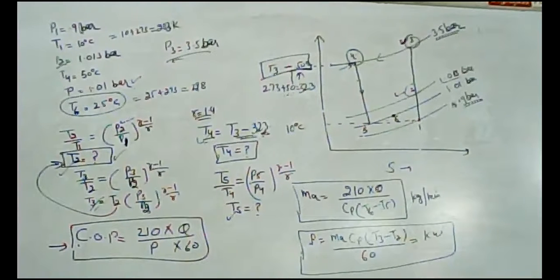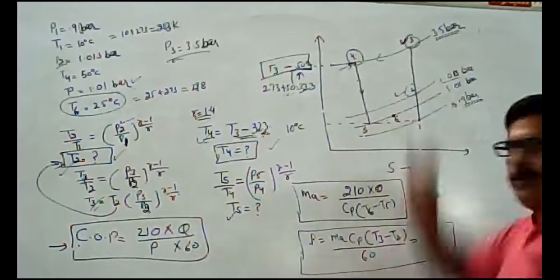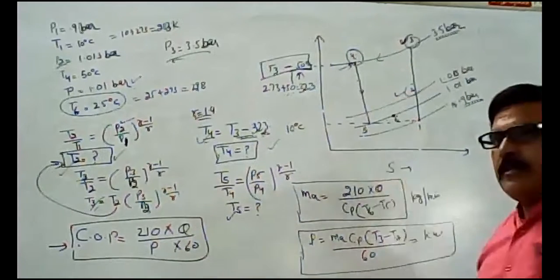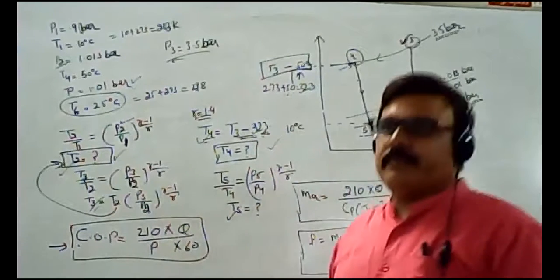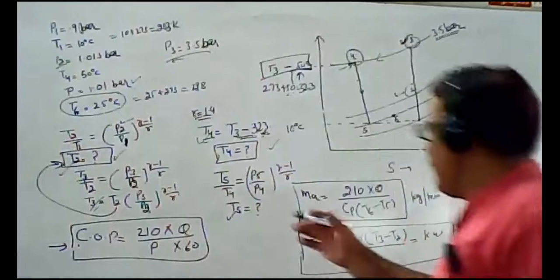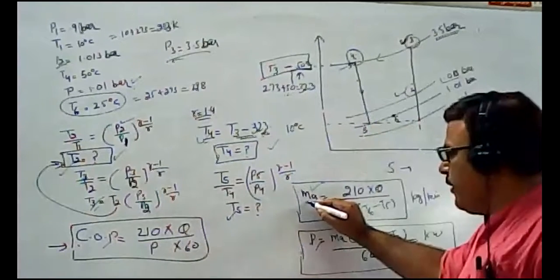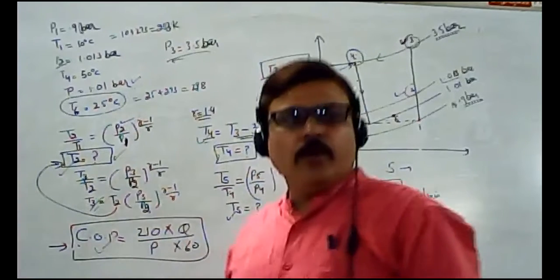So to solve this type of question, first you have to calculate all the temperatures T1, T2, T3, T4, T5, T6. Which temperature is not given, you have to calculate that temperature. After calculation, simply put that temperature into these three equations. Then you will be able to find the value of mass of air, power and COP.